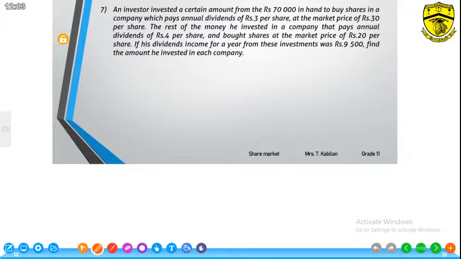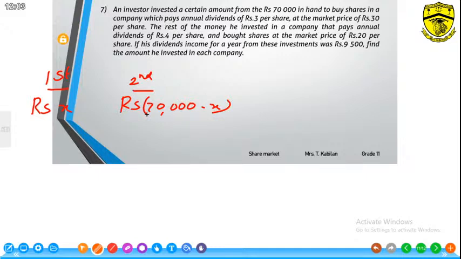Now let us take x as the amount invested in the first company. Name them the first company and the second company. Let the amount invested in the first company be rupees x. So the remaining is in the second company. What is the amount of remaining? 70,000 minus x rupees is the amount invested in the second company. Then we may write the data of this question first.